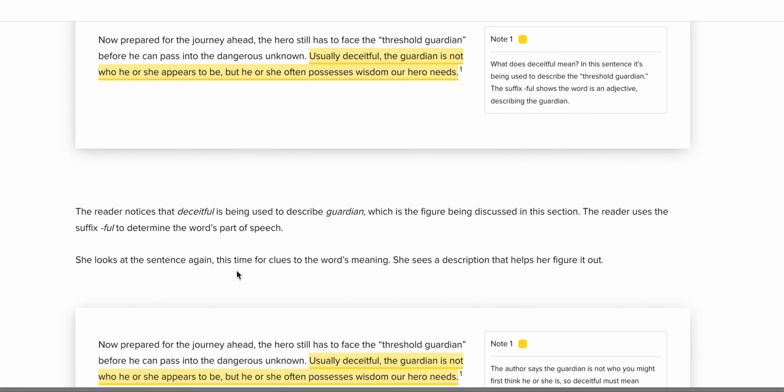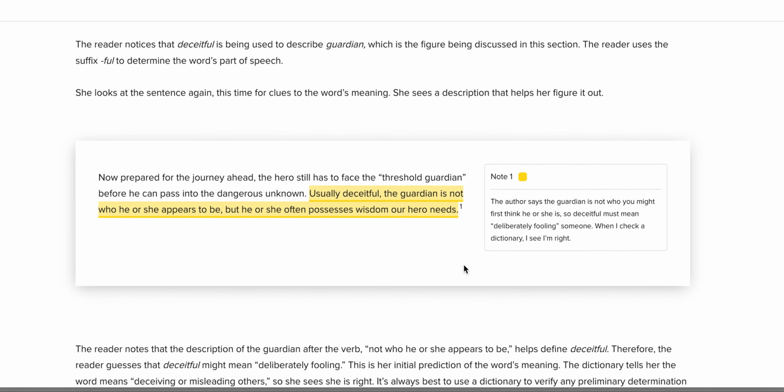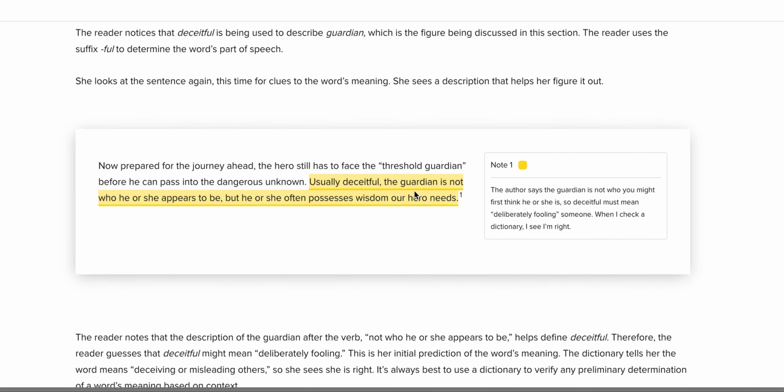So she looks at the sentence again, and this time she's looking for clues to the word's meaning, and she sees a description in her highlight that really helps her figure it out. So let's take a look at that. Once again, let's read it. Usually deceitful, so we know that this is a describing word of the guardian, is not who he or she appears to be. This section right here gives us a little bit of clue into the word's meaning.